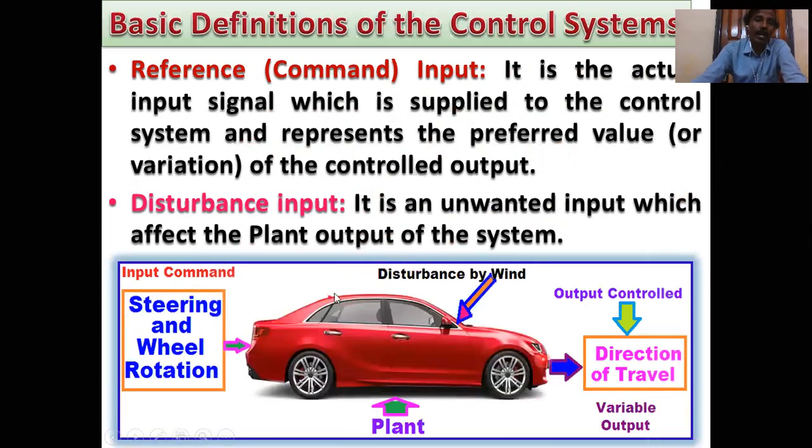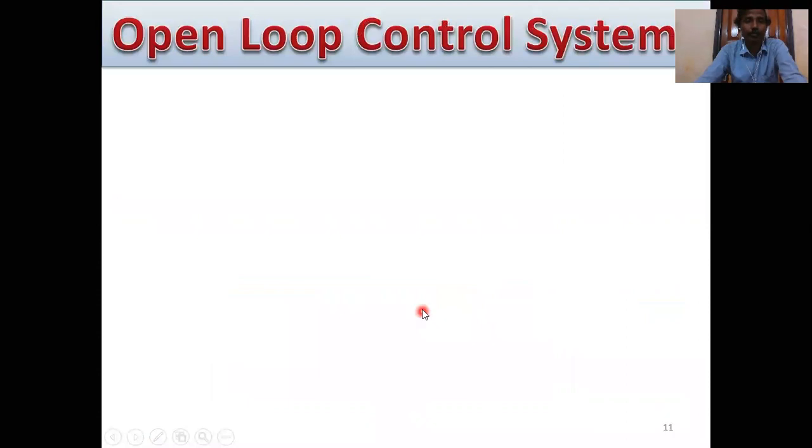This is the example again. This is the input section, steering wheel rotation, and this is the plant process or control system, and this is the direction of travel, output response, output control, and variable output. And this is the disturbance by the wind, and it is the unwanted input. This is also an unwanted input which affects the plant output, and this wind affects the movement of the car and the plant output of the system.